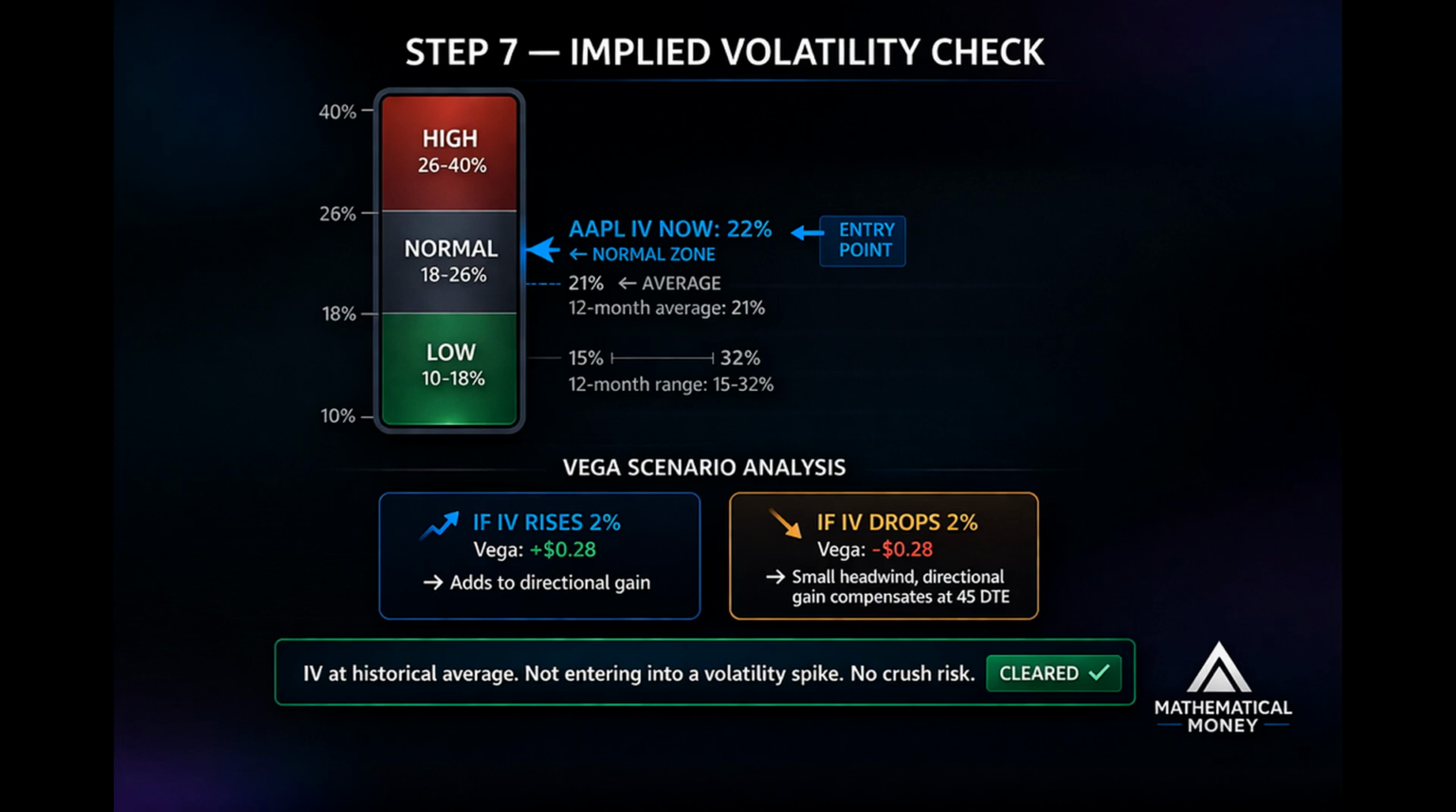The Vega on your position is 0.14. If IV rises 2%, which could happen if the market becomes uncertain, your position gains 28 cents from Vega alone on top of any directional gain. If IV drops 2%, you lose 28 cents, but you have 45 days for the directional move to compensate. IV is not a concern at current levels. The position is sized correctly for the environment.